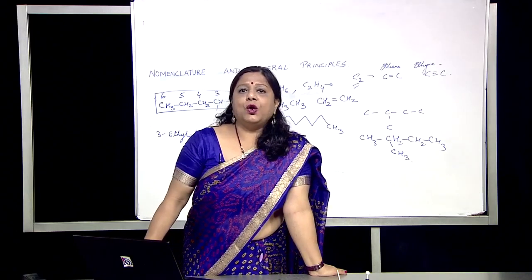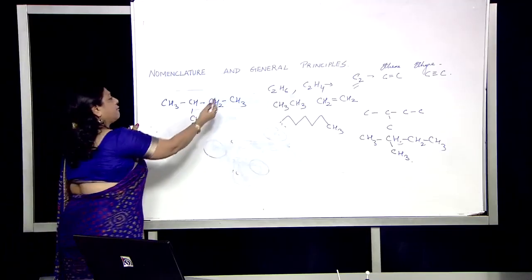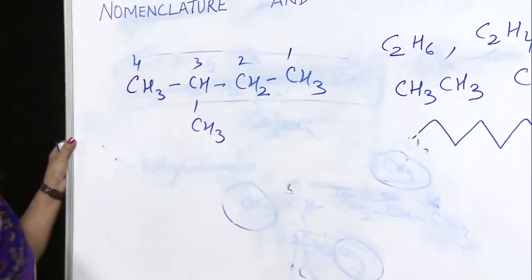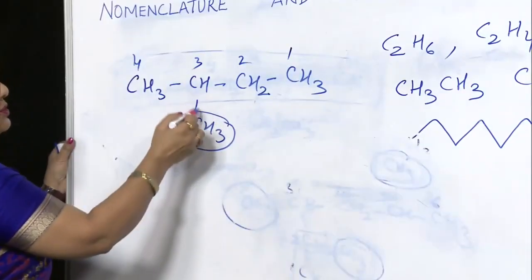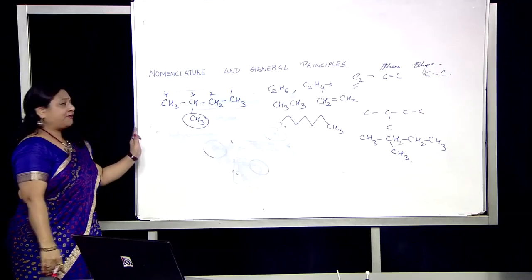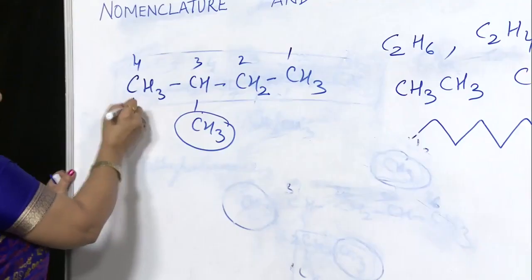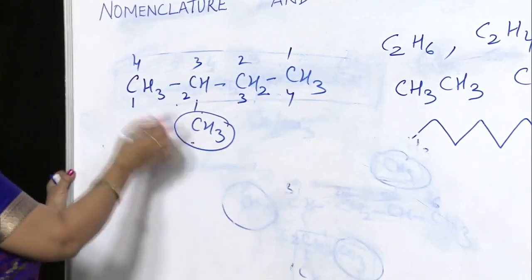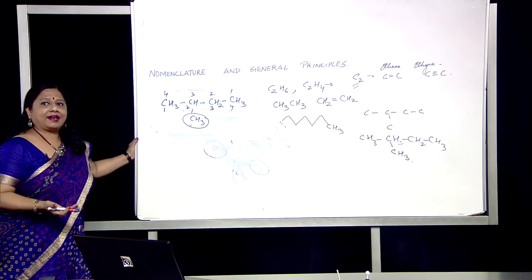Second rule is the lowest number or lowest sum rule. Take an example: if I start numbering from here 1, 2, 3, 4, then my branch will get number 3. But if I start numbering from the left-hand side, 1, 2, 3, 4, then my branch is at the second position. So, this naming is correct.